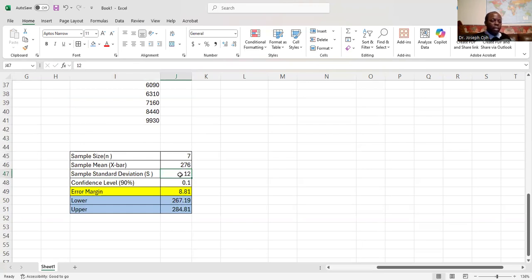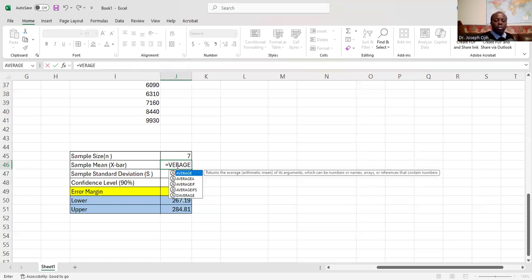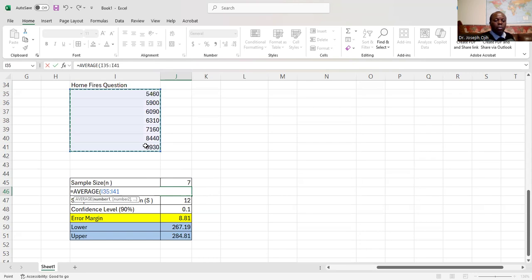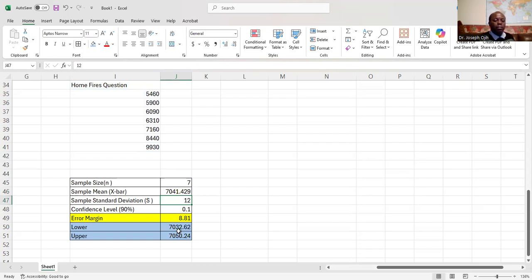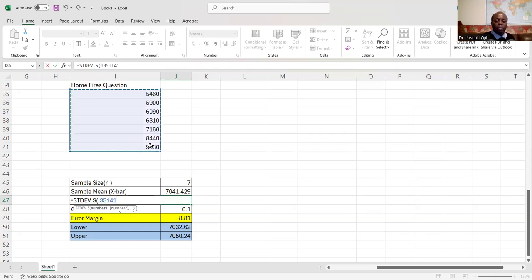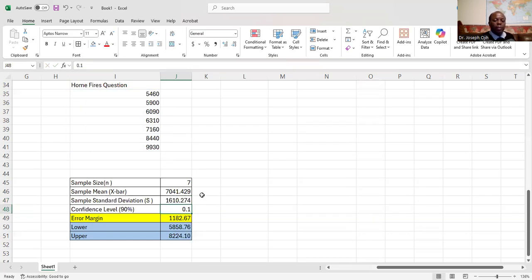In this case, we don't know the sample mean. You can calculate the sample mean here. Remember the formula for mean, average. So you put equals AVERAGE, and it pops out right here. Double click, highlight all this, close the parentheses, press the enter key. See, they were calculated now. For the sample standard deviation, I'm going to use equals STDEV.S. Double click on it and highlight all of this, close the parentheses, press the enter key, and it gives me the standard deviation.